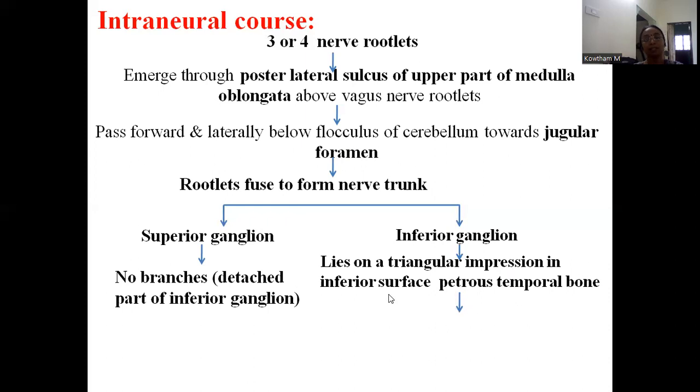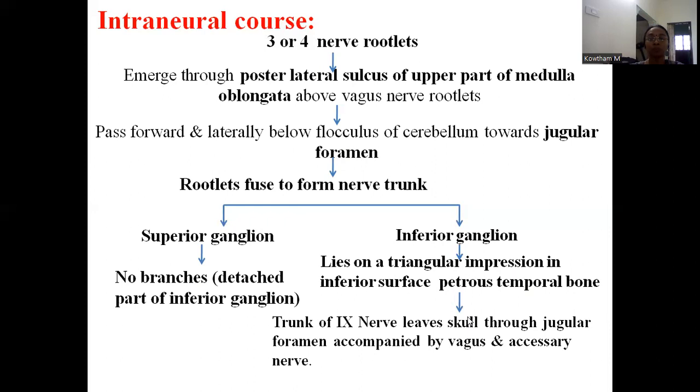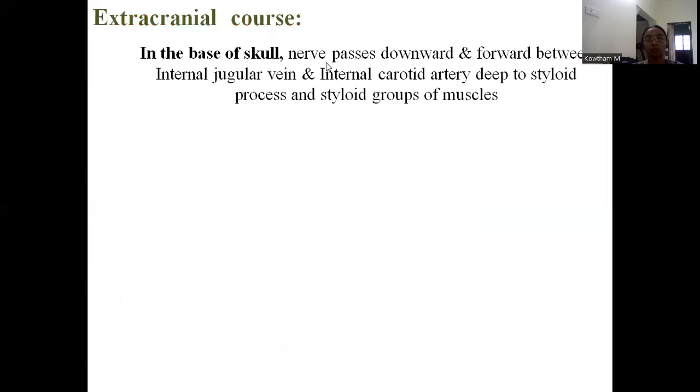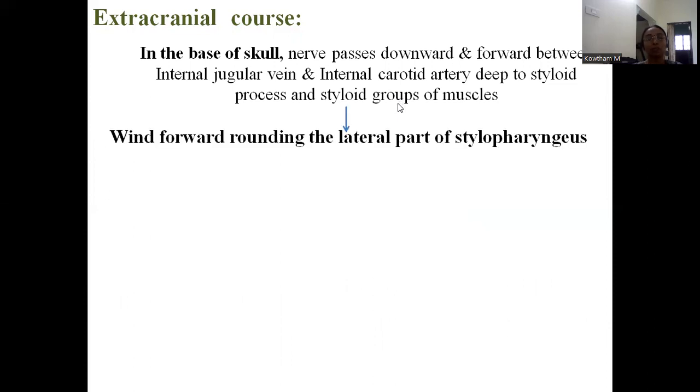The inferior ganglion lies in a depression on the inferior surface of the petrous part of the temporal bone. Then it emerges as the trunk of the nerve and leaves the skull through the jugular foramen. Here it is accompanied by the vagus and accessory nerves. Then it exits the skull. It passes forward between the internal jugular vein and the internal carotid artery, deep to the styloid group of muscles.